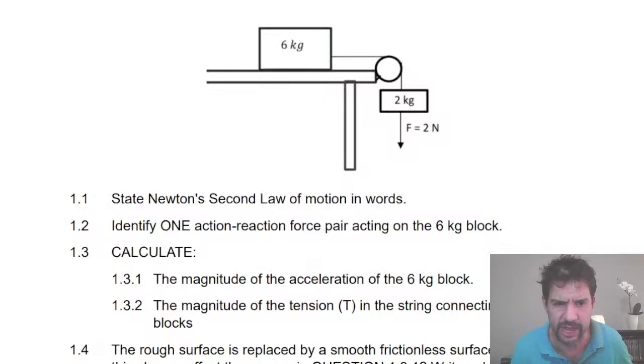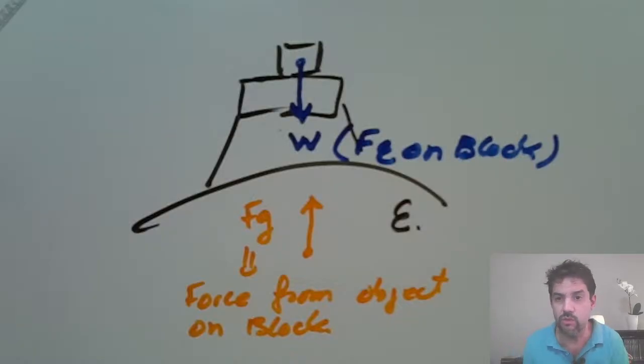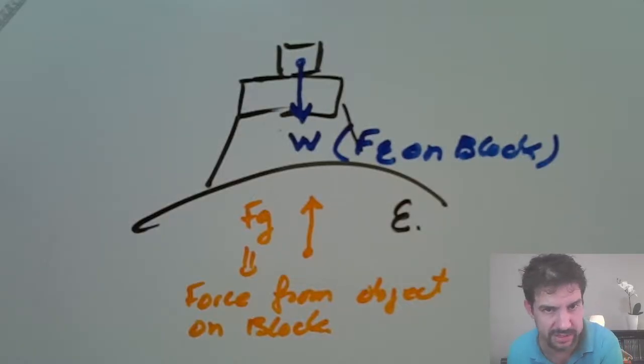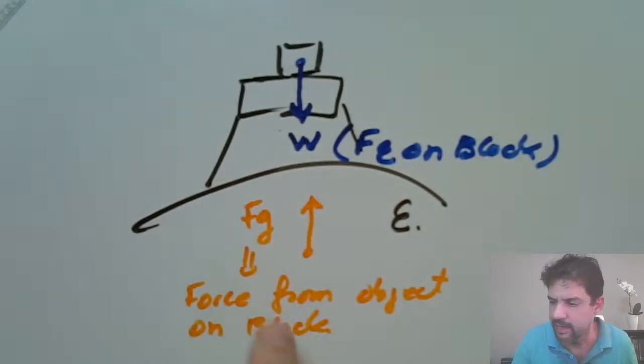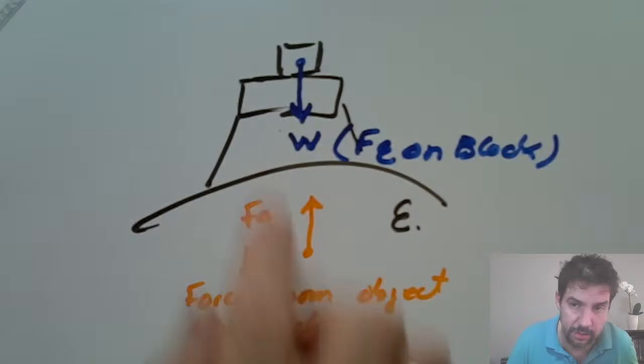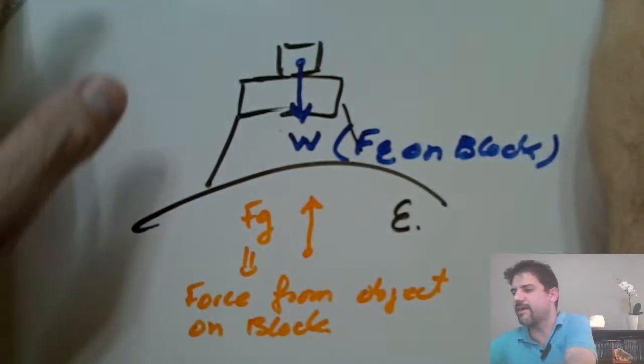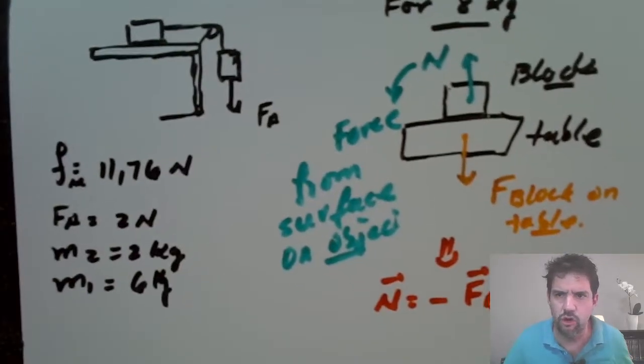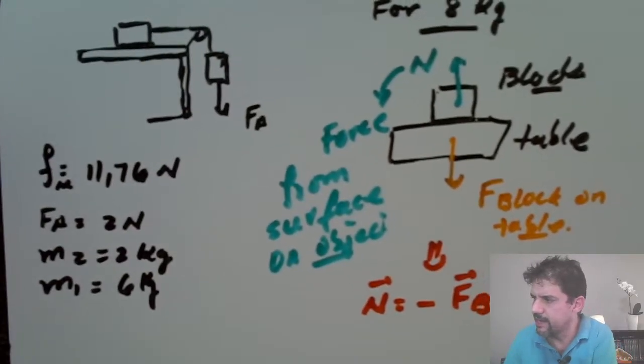Identify 1 action-reaction pair. So we also deal with some mistakes. Please don't make those mistakes. So the reaction to weight is the pulling force from the block on the earth. And then the other example we spoke about was in terms of the normal force. So that is the reaction to the normal.